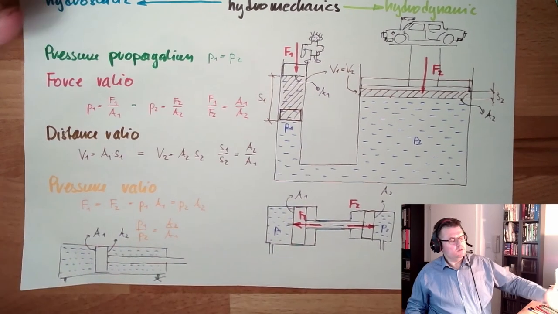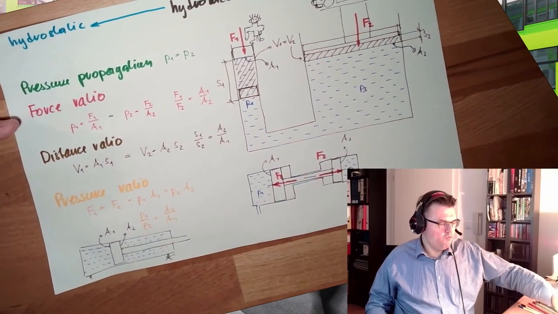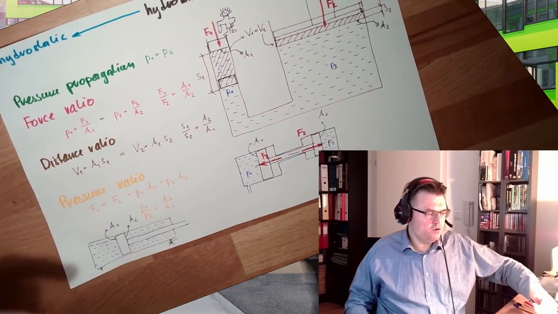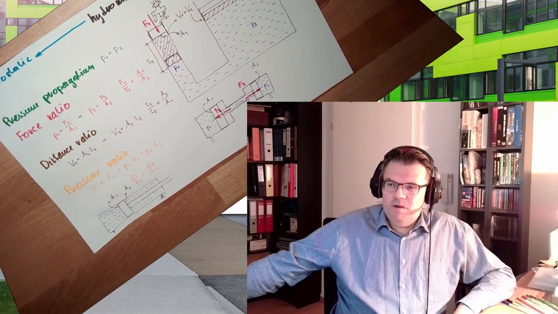Pressure ratio. So that's what things we are using. Yeah. Pressure propagation, force ratio, distance ratio, and pressure ratio. We have to take care about this stuff. Yeah. These are the hydrostatic things. Next time we are going to talk about hydrodynamics. Yeah. Because, you know, this oil or this liquid is not just there. We had to go there. Yeah. And therefore we have a flow. Yeah. Next time we are talking about the flow.